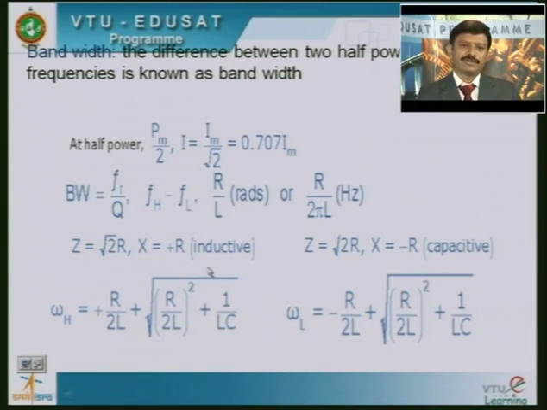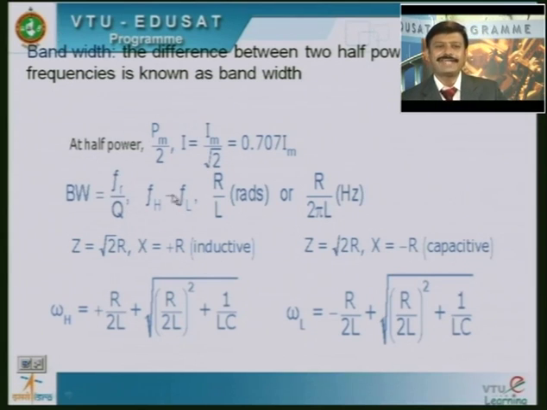I already told when it will be inductive and when it will be capacitive. So, Z is equal to root 2 times R, its reactance will be plus R, it is inductive in nature, and here it is capacitive, minus R, it is capacitive in nature.